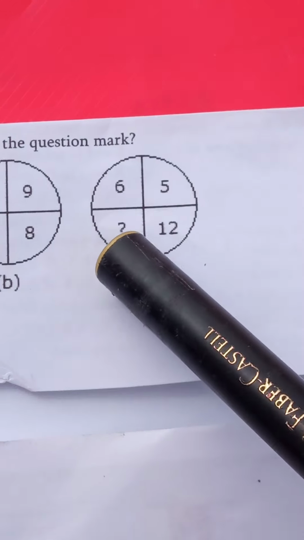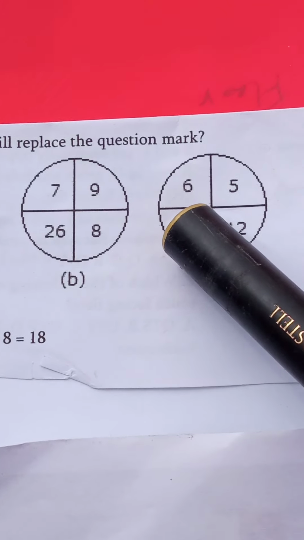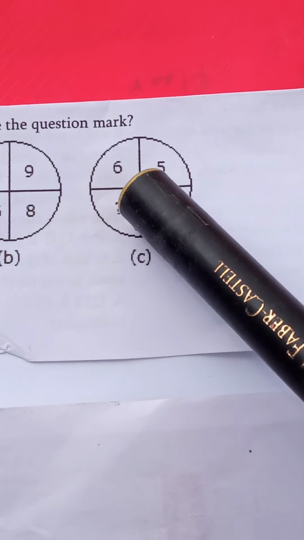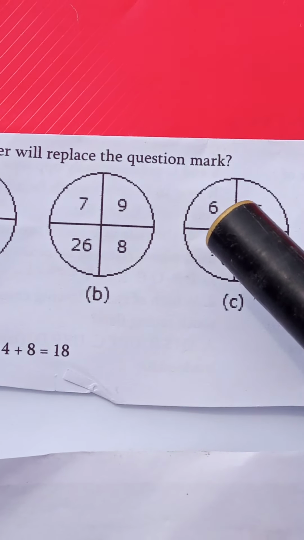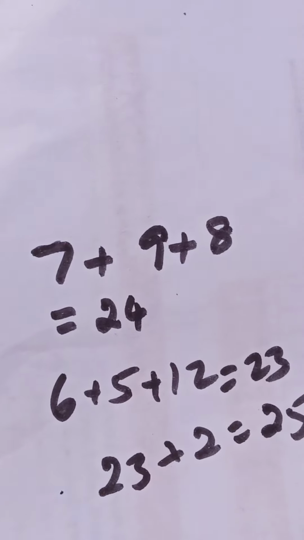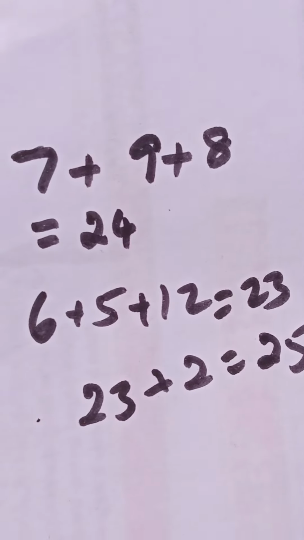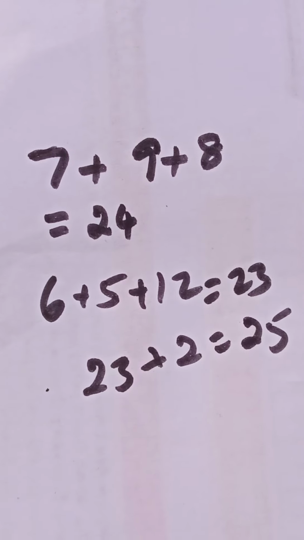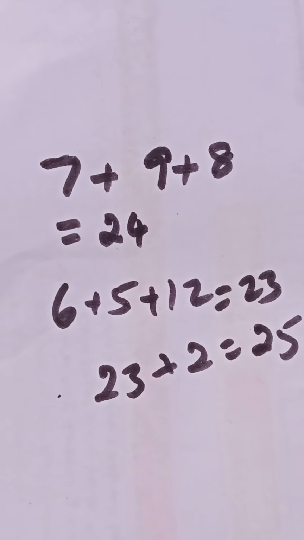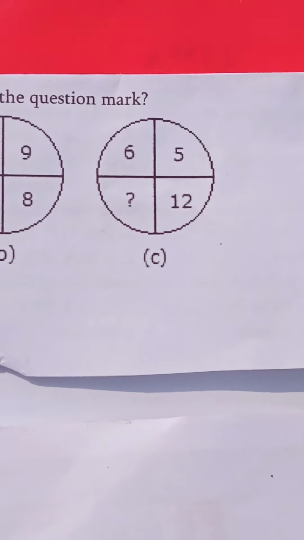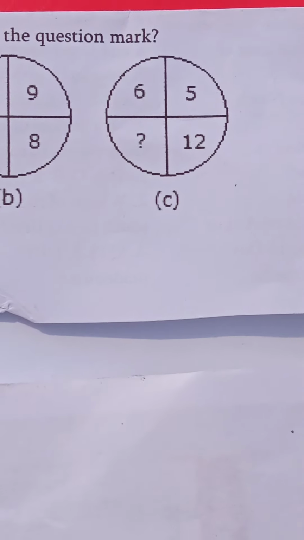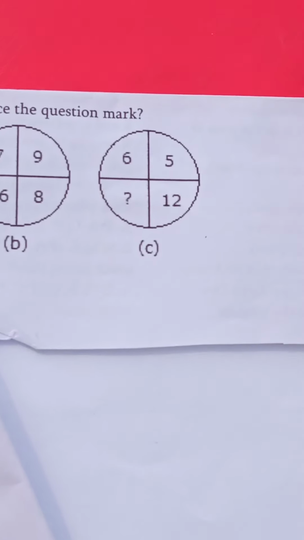Let us move on to the next one. Now 6 plus 5 plus 12. 6 plus 5 is 11, 11 plus 12 is 23, but 23 is not the answer. 2 should be added more. So 23 plus 2, 25 should come in the question mark. So this is a simple puzzle.